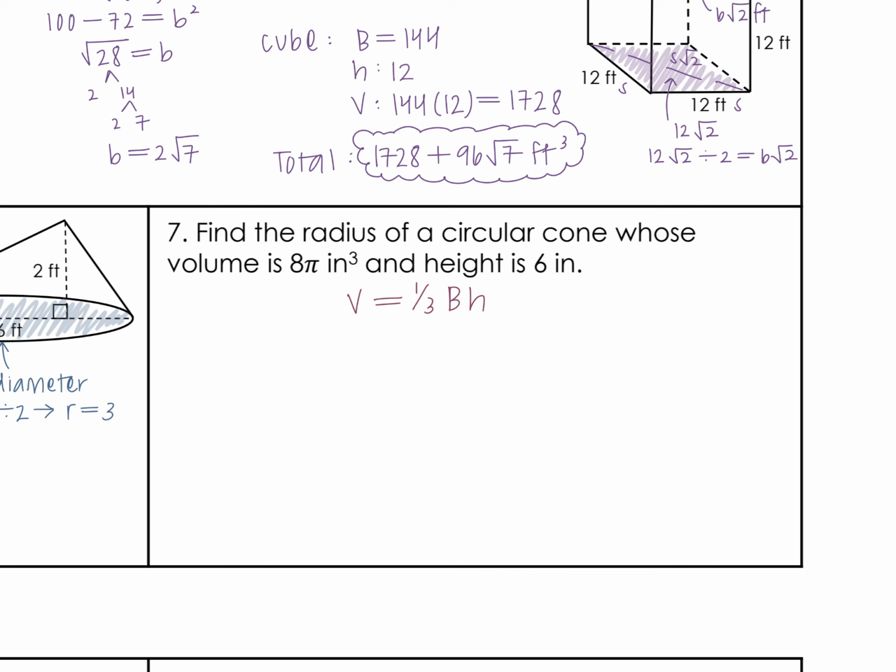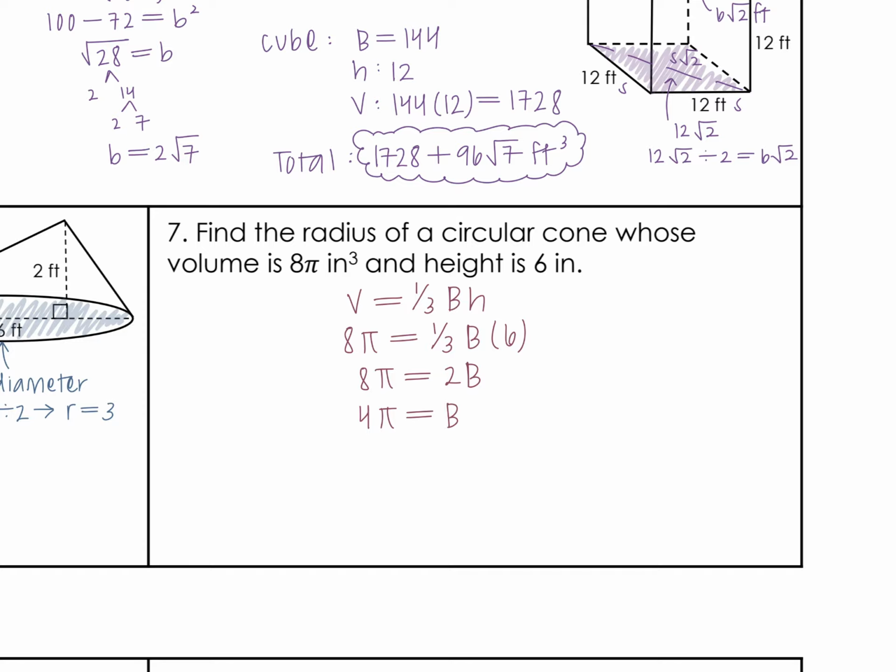So we currently know that our volume is 8 pi, which is going to be equal to 1/3 my capital B, area of the base, times my height of 6. I'm going to take 1/3 of 6, which is just going to give me 2. So I'll have 8 pi is equal to 2 times my capital B. When I divide both sides by 2, I'm going to get 4 pi is equal to B.